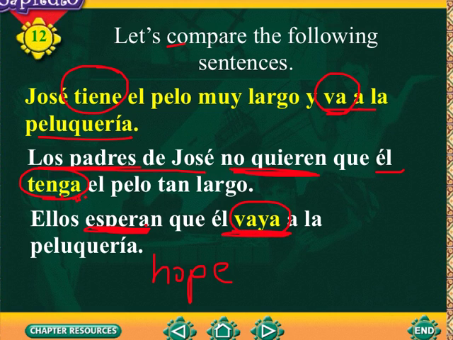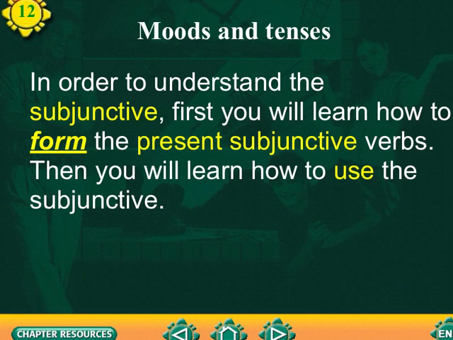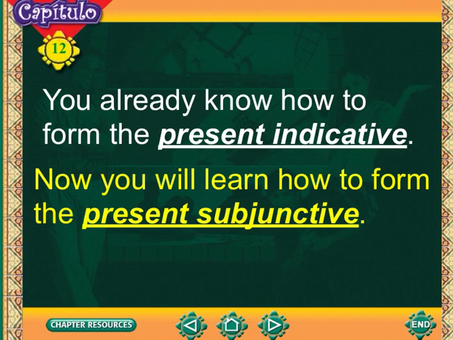So this verb right here is what is considered the present subjunctive. Before we learn how to use the subjunctive, we're going to learn how to form the present subjunctive verbs. It's real important that we learn how to form it, but it's really not that difficult, as you will find out. Just a reminder here that you already know how to form the present indicative, Class A. Yes, the present indicative is the present tense that you learned when you first started in Spanish 1. That was the present tense.